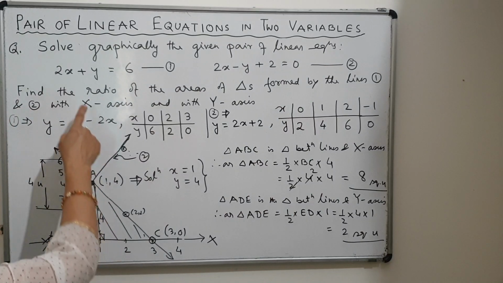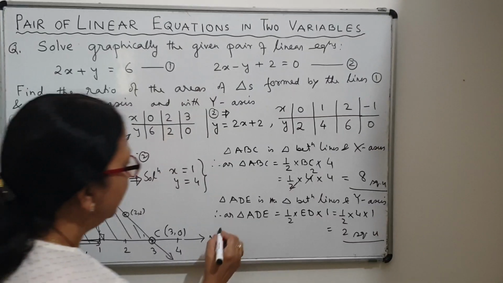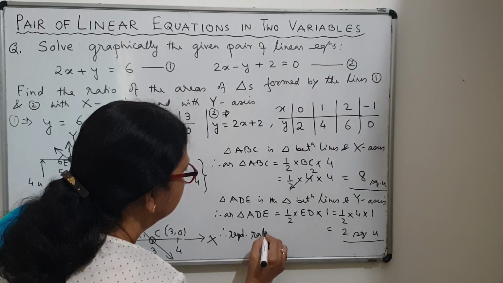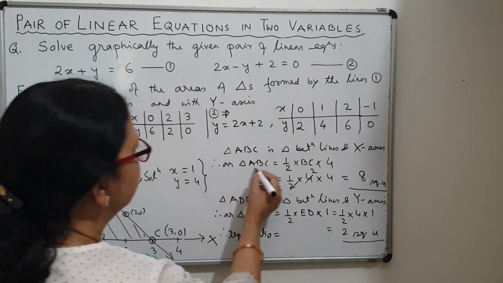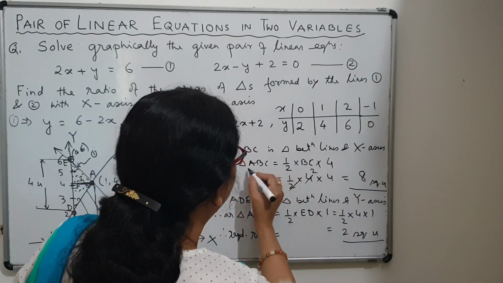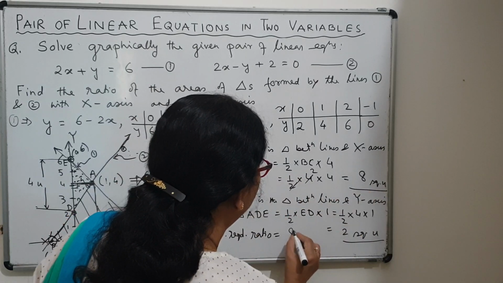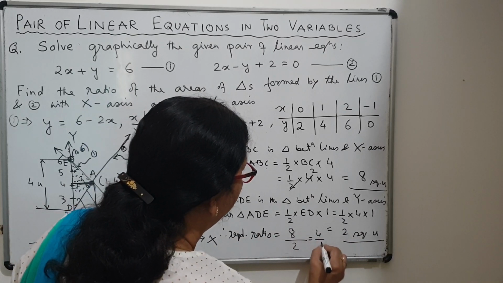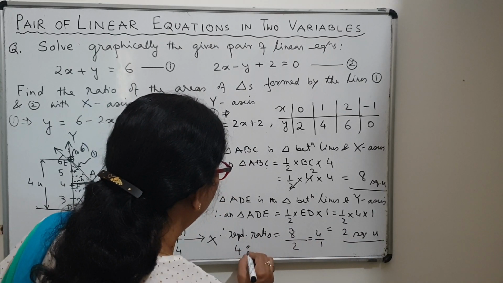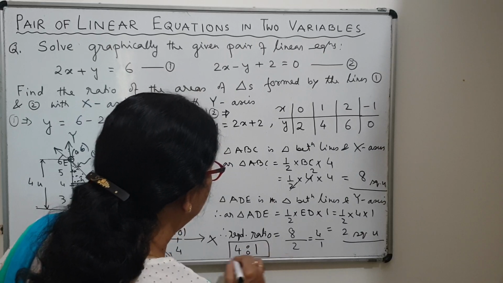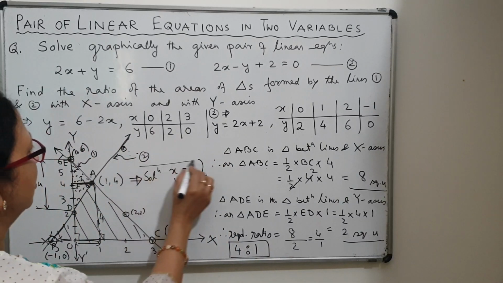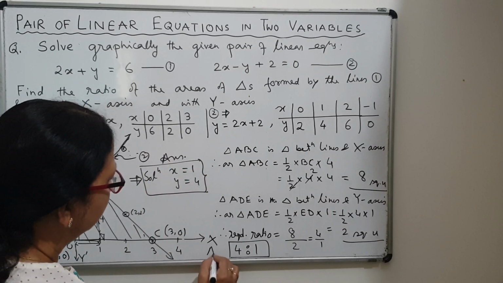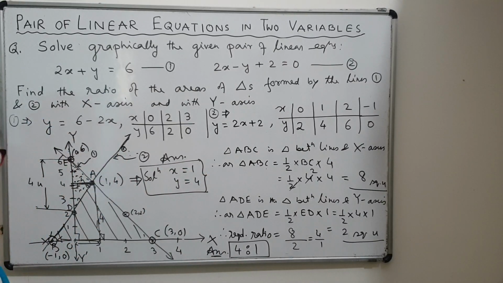Okay. So I have to find the ratio of the area of the triangles. Therefore, required ratio will be this area of triangle ABC is your 8, area of ADE is 2, that is 4 by 1. So the answer is 4 is to 1. So this is the ratio and this is the solution. These are the two answers, the solutions and the ratio.